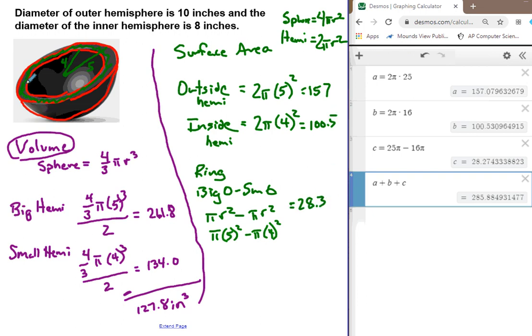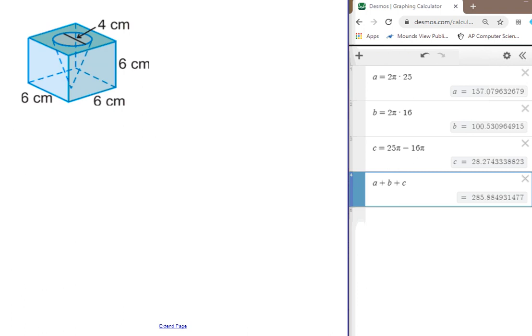Remember, this is where I'm putting paint, so I'd paint out here, and paint on the inside, and I'm going to add them all up in this case for a final answer of 285.9, and this is going to be inches, and because I'm finding area, area is two dimensions, so it's going to be inches squared. All right, we've got our first problem done. Let's move on to our second problem.